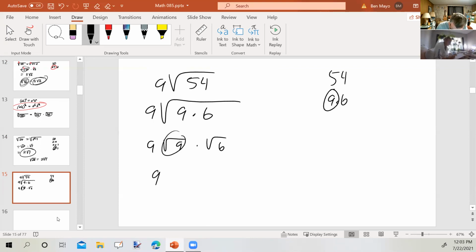What is the square root of 9? That's 3. So I've got 9 times 3 times the square root of 6, or 27 square roots of 6. 6 breaks down to 2 times 3, but there's no perfect square factors there other than a 1, and that doesn't get us anywhere.